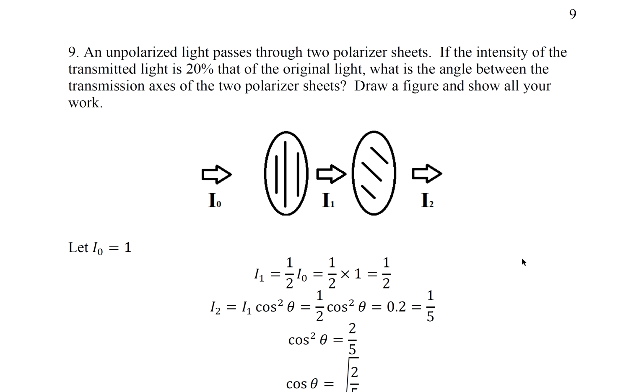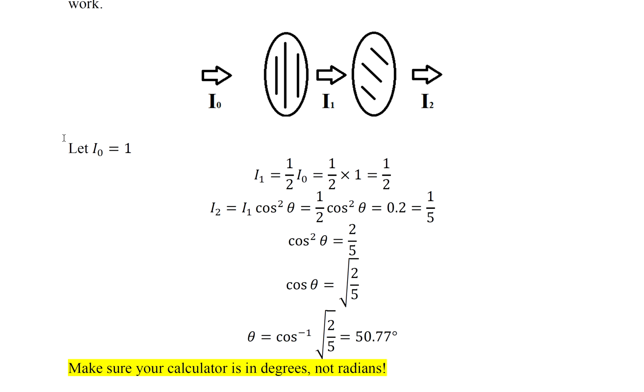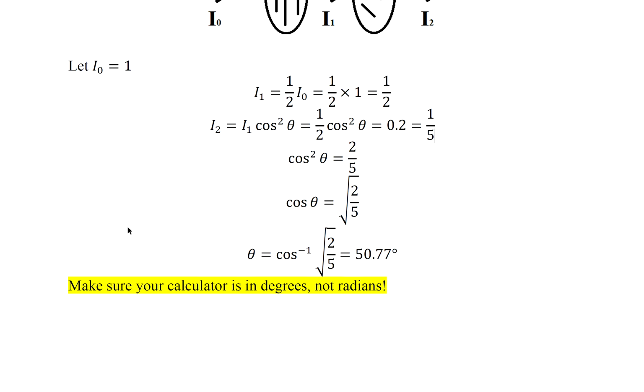Question 9. An unpolarized light passes through two polarizer sheets. If the intensity of the transmitted light is 20% that of the original light, what is the angle between the transmission axis of the two polarizer sheets? So here they're giving us the solution is 0.2 or 1 over 5. So we know I1 is going to be 1/2. And we know I2 is going to be 0.2 or 1/5. So let's solve for theta.